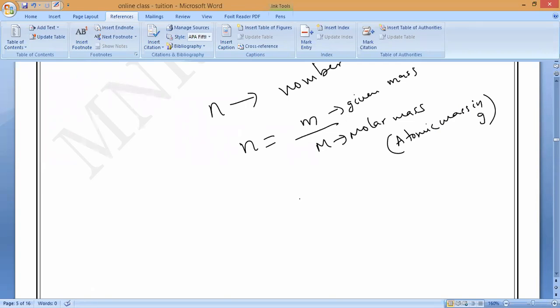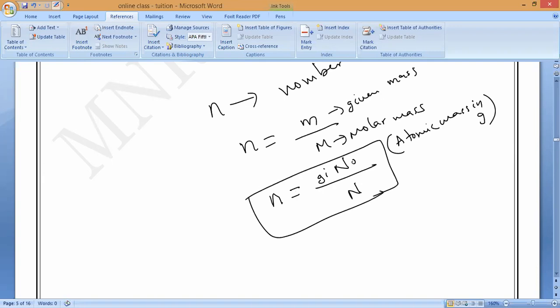Or else, one more formula you have. Number of moles is equal to given number of particles, N, divided by Avogadro number, N naught. Have you remembered this one? Yes, sir. Given number of particles divided by Avogadro number.